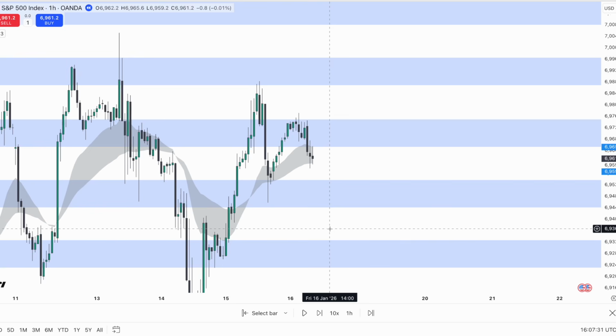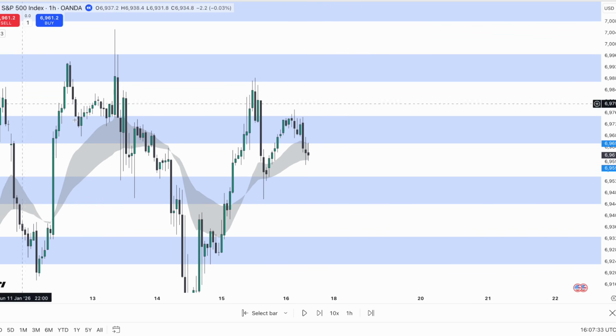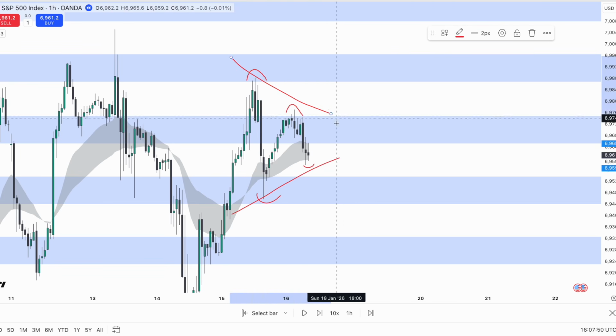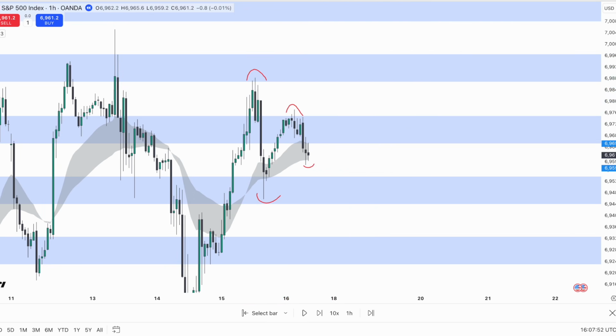On the 1 hour, the cloud was bullish before, but it's now starting to flatten and turn over. That means we don't have a strong bias on the 1 hour, and the price can go either way. We see that reflected in market structure as well. We don't have an uptrend structure or a downtrend structure because we have no new highs and lows being made. The market is tightening into a range, so either side has a possibility of breaking out.